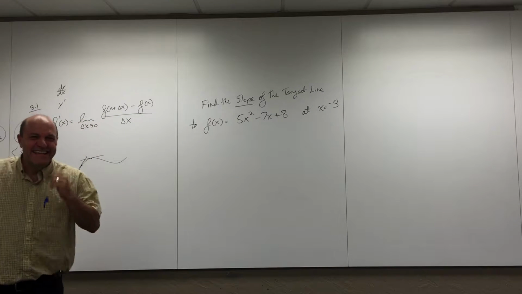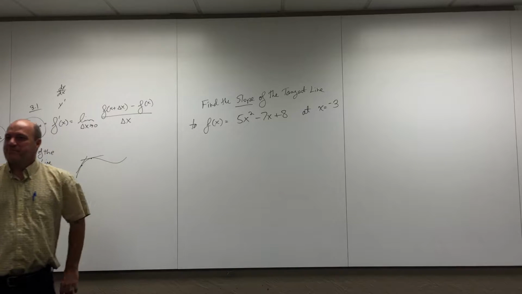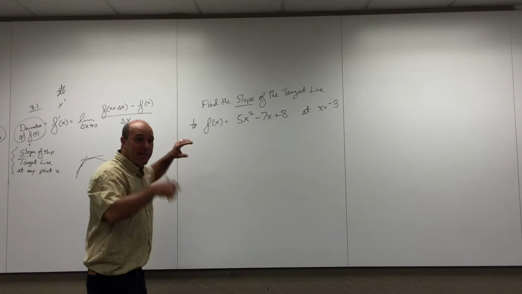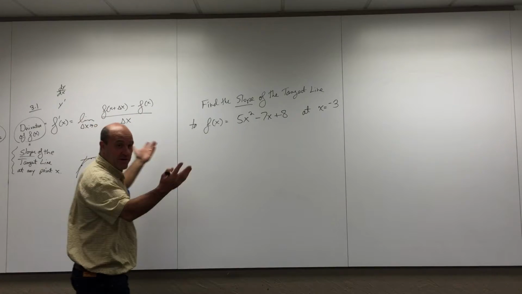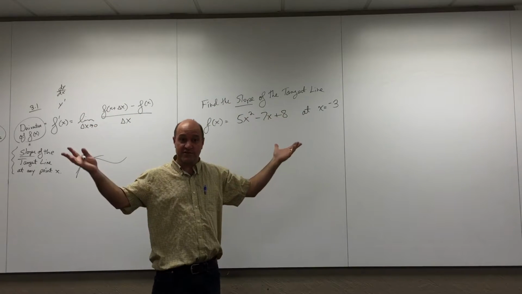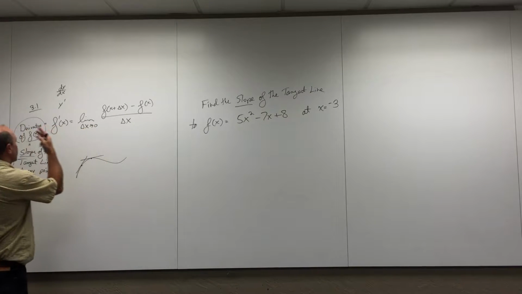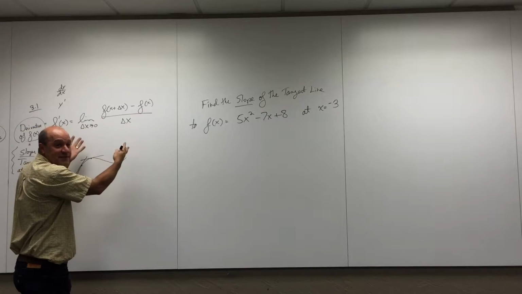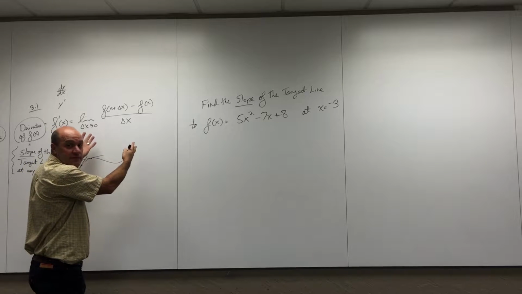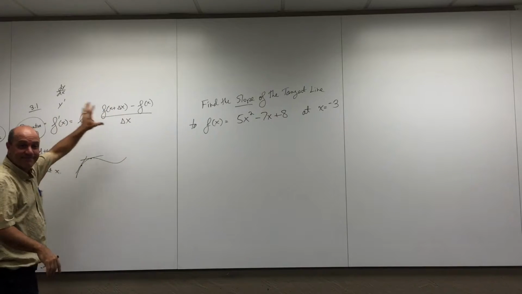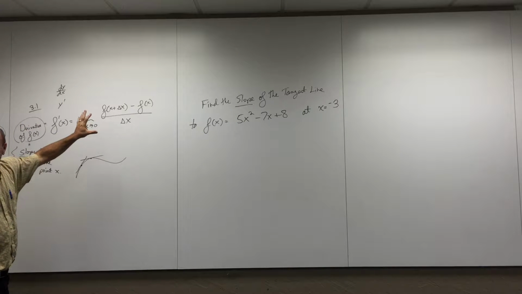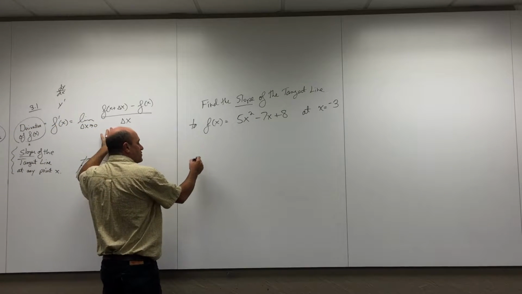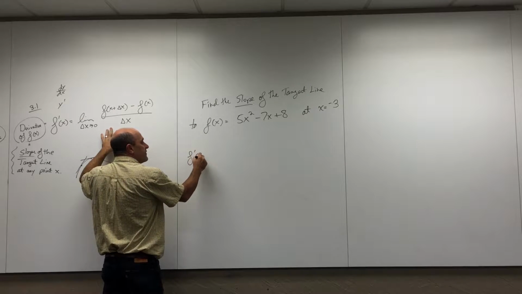Let's try it. First of all, when you read it, you have to have this memorized. If it says find the slope of the tangent line, you better know the slope of the tangent line is this derivative. And how do I do a derivative? I do this. So maybe you should know this. All right, here's what that means. I'm going to do the derivative.